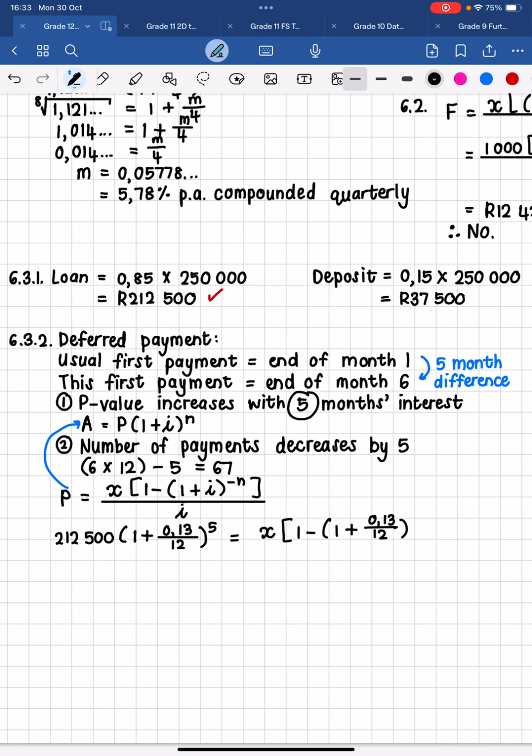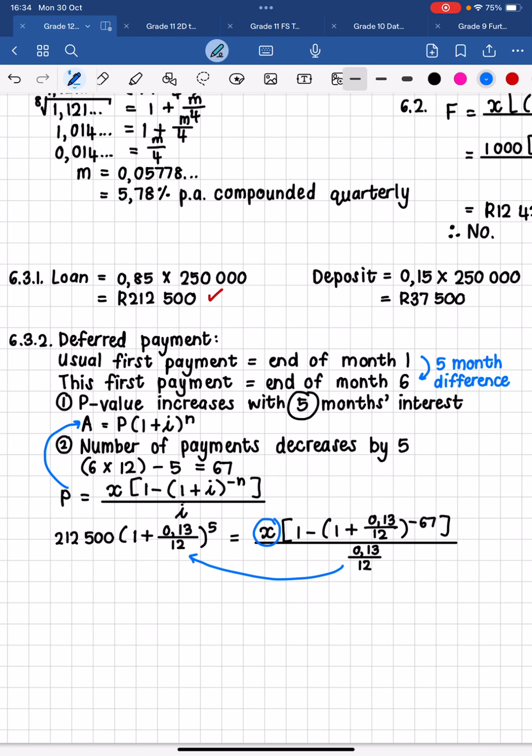0.13 over 12. Now here is where we're going to put the negative 67 in. So it would have been 72 if he started paying immediately, but he missed 5 payments, so it's actually 67, and then that is over 12. Now guys, we need to solve for x, so we need to get everything else away from the x. The first thing that we're going to do is take this whole value and multiply it by 0.13 over 12.